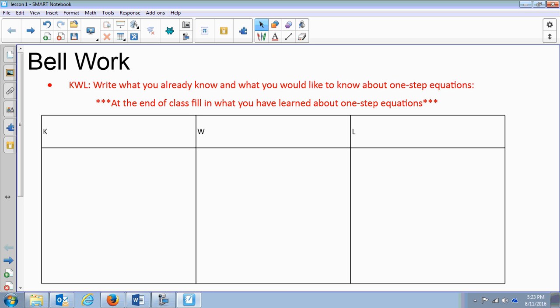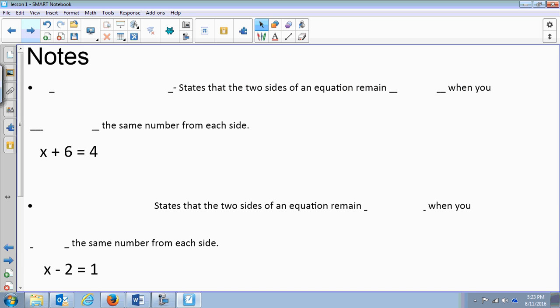In the K column, write what you already know about one-step equations. In the W column, write stuff that you would like to know, stuff you're curious about one-step equations. At the end of this lesson, you're going to go back to the L and write what you have learned from this lesson about one-step equations. So at this time, go ahead and pause the video so you can fill in your K column and your W column. Alright.